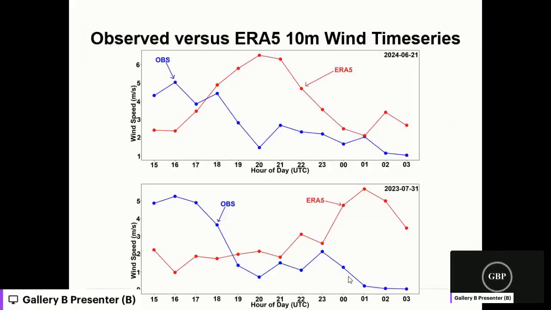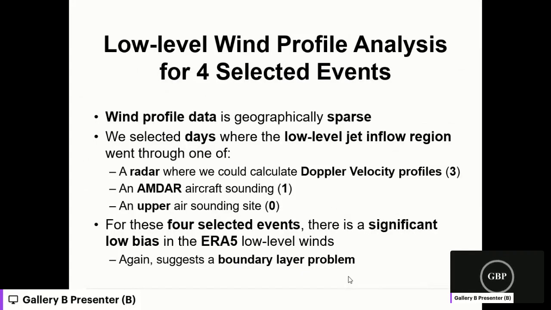So I'm just going to go over the low-level wind profile at 4 selected events. It's hard to get wind profile data, as I'm sure most people know. There's sounding sites, which we just looked at. From Edmonton to the PA is a pretty big distance to not have any data. We can do some data with Doppler velocity profiles from the weather radars, and there are some aircraft soundings we can look at. So I managed to find 4 events. I'm sure there's more out there, but it would take a lot more work to find them all.